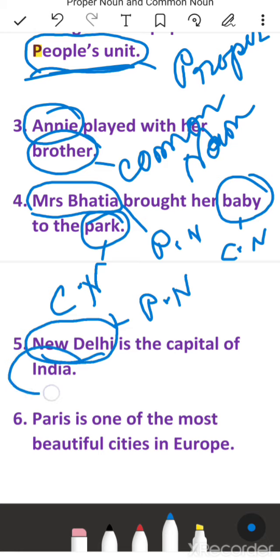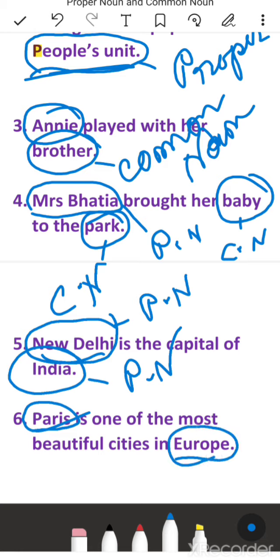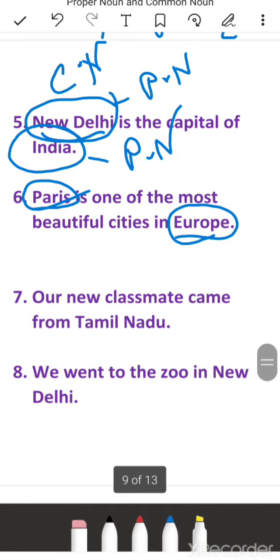And India is our motherland, our lovable motherland. We cannot share this name with any other country. We cannot call Bangladesh India. We cannot call America India. So it's a proper noun. Got it? In the same way, Paris is the name of a particular city. Europe is also a particular name given to a continent, the European continent.